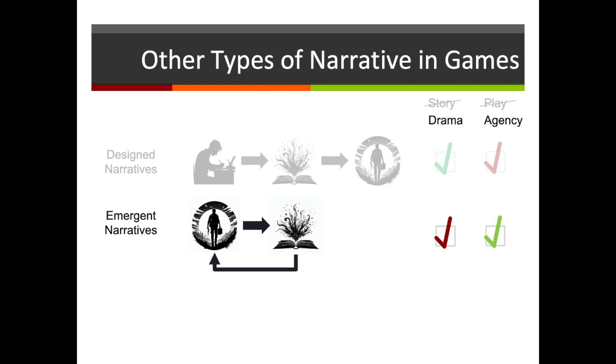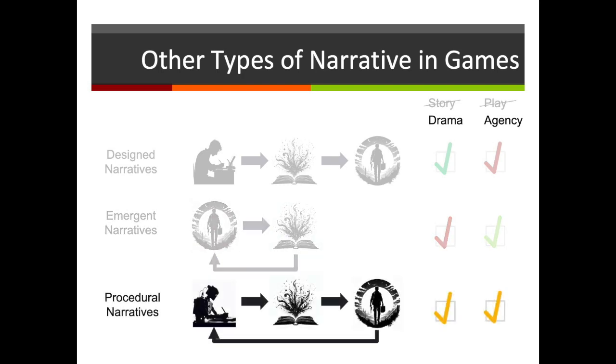And in procedural narratives, we have a sort of a balanced approach. So here, there's an author, but it's a machine author, an automata, and it produces the story structure, which is experienced by the player. And a key difference to design narratives is that, unlike an author, the automata is there alongside the player as they play, which means it can observe what the player is doing and provide feedback and put that back into the story. So this is a really nice way of trying to balance both drama and agency together.